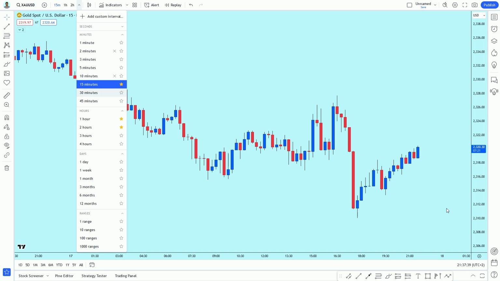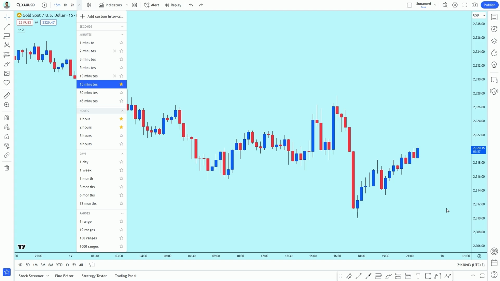We can see here many time frames, and you can also make custom time frames. But the question is how many of these time frames is good to use. If you are a beginner, I recommend you to use one time frame and maximum 2 time frames. So you will have one higher time frame and one lower time frame.